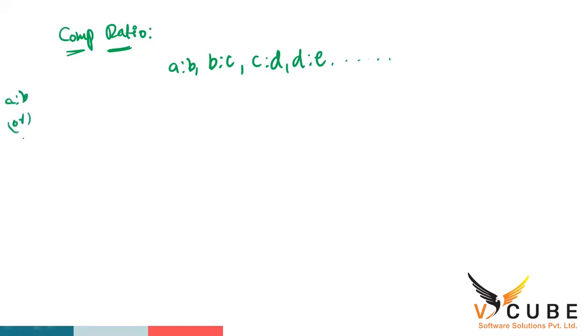Compound ratio. It's very, very important, guys. For example, A is to B comma, B is to C comma, C is to D comma, D is to E. Find out the compound ratio. Already you know A is to B or A by B is the same. So it can be written as A by B into B by C into C by D into D by E, and so on. That is the compound ratio formula.